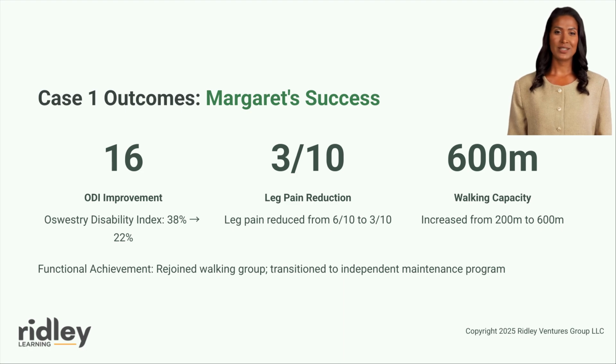At 8-week reassessment, Margaret's Oswestry Disability Index has improved to 22%, representing a 16-point improvement that exceeds the minimal clinically important difference. Her leg pain has decreased to 3 out of 10, and her comfortable walking distance has increased to approximately 600 meters. She has rejoined her walking group, modifying her participation by walking with a friend who accommodates her pace and rest breaks. She transitions to an independent maintenance program with monthly follow-up calls to monitor continued progress and address emerging questions.